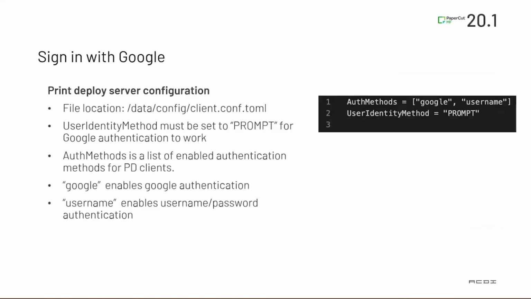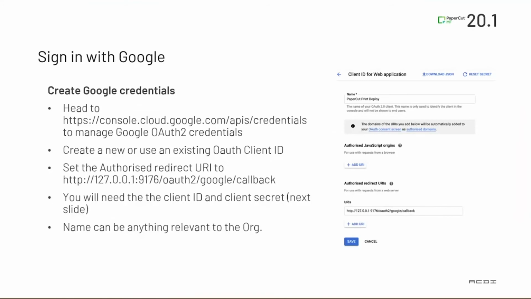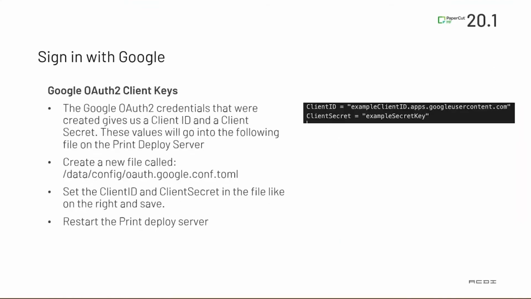The Print Deploy client needs to be set for prompt in the TOML file, and under auth methods, simply add "google" in quotes. "username" will enable other username password authentication like Active Directory. Some changes will need to be made on the Google admin page. Check the product manual for all of these details. And there is a client secret that will need to be created, and you'll need to create a new TOML file for that and restart the Print Deploy server. You don't need to restart the entire app server for this to take effect.